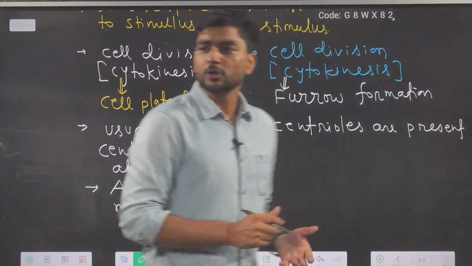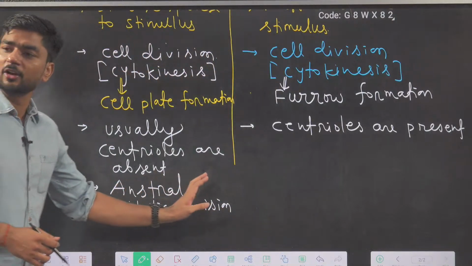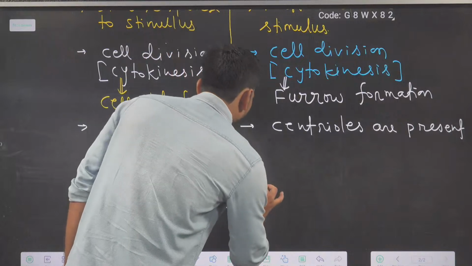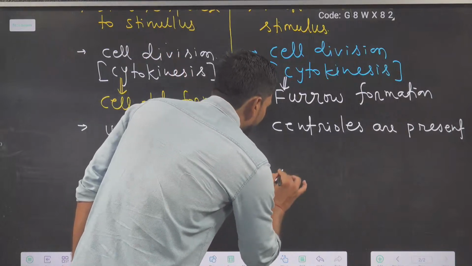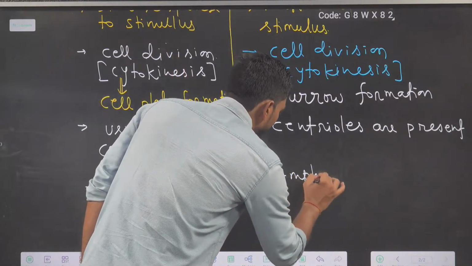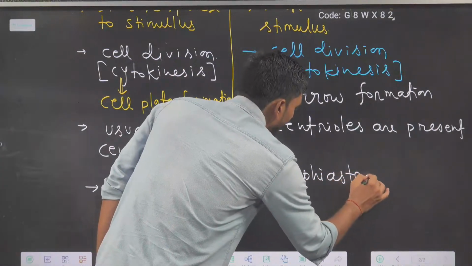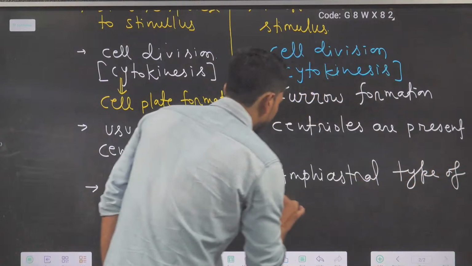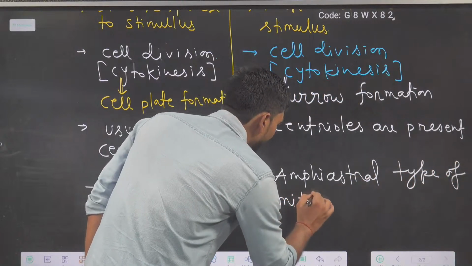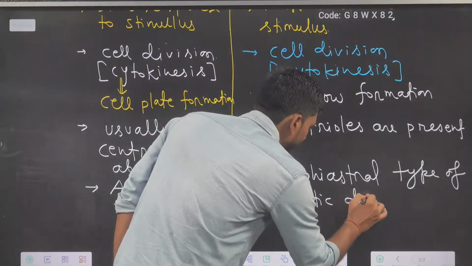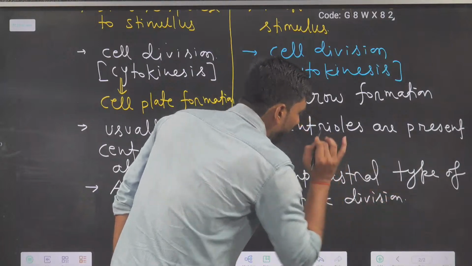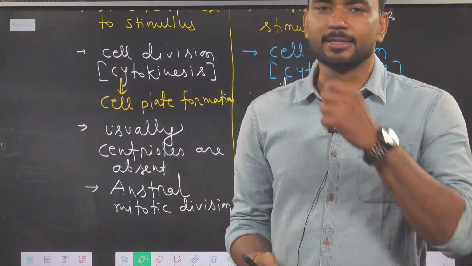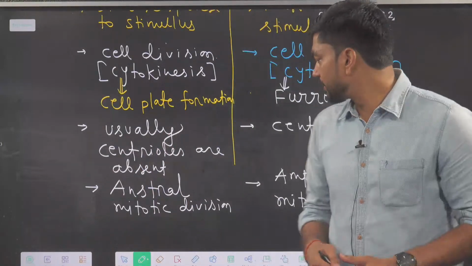Okay. So here we can say it's anastral, or absence of asters, and here the asters are formed, and that is the amphiastral type of mitotic division. So these are a few differences we can say between plant cells and animal cells.